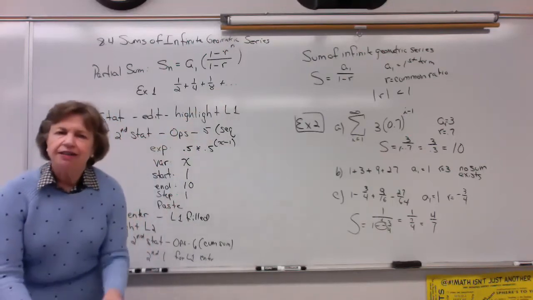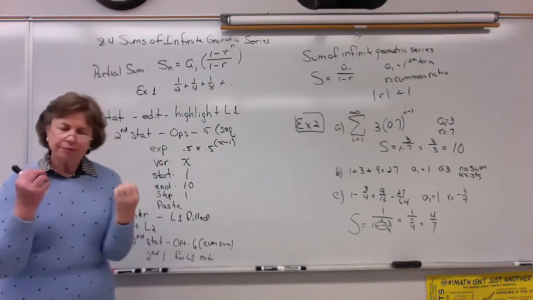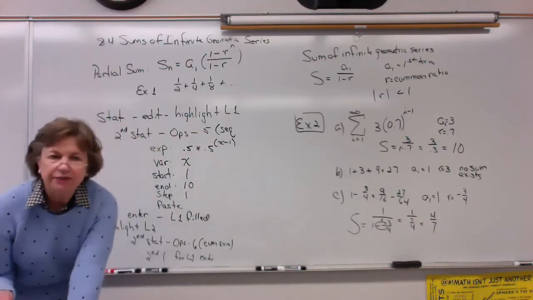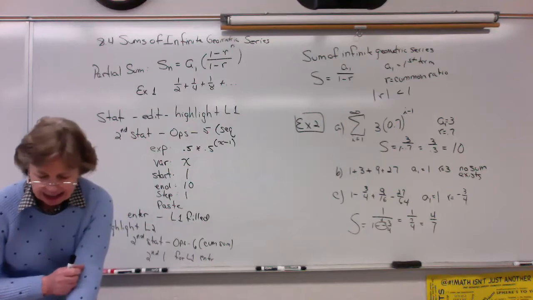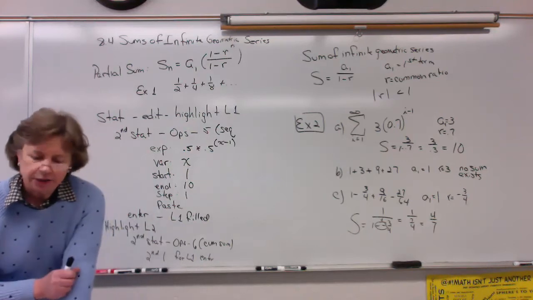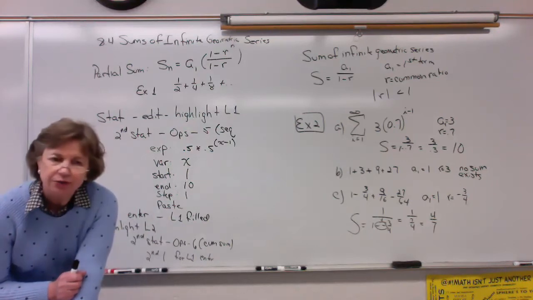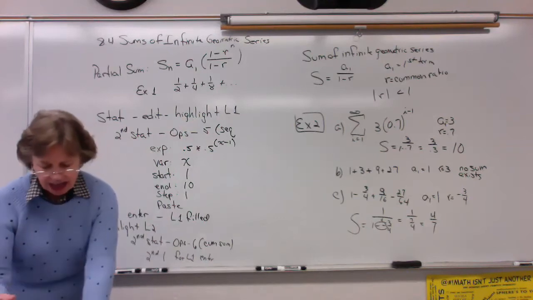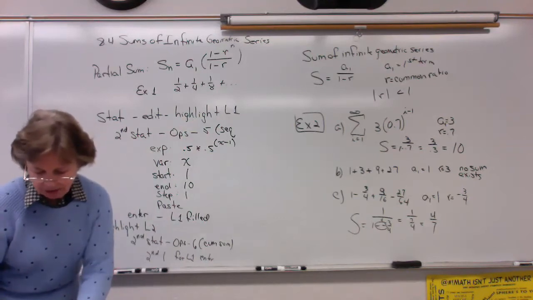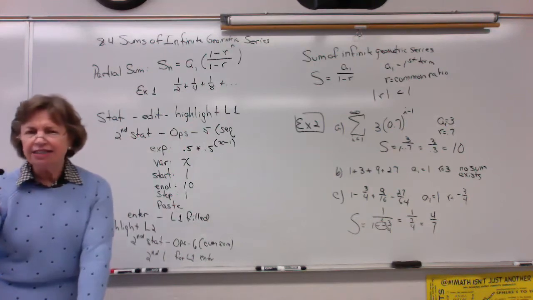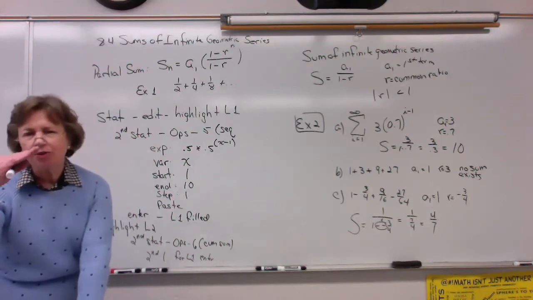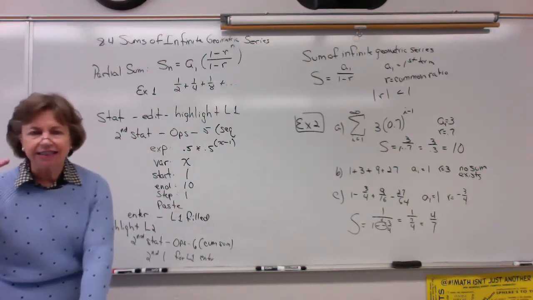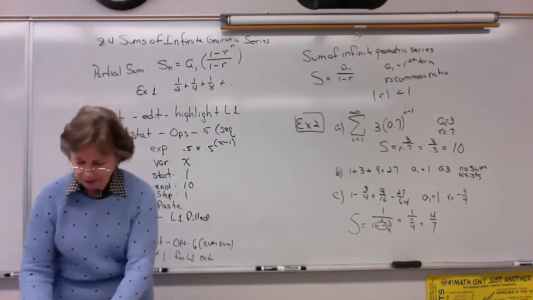In your book, they summed them manually. So the first term was 1/2. The sum of the first and the second was 1/2 plus 1/4, or 3/4, 0.75. And they did that for the first 5, and they graphed them. And notice how when they graphed, they approached 1. So it has a limiting value.